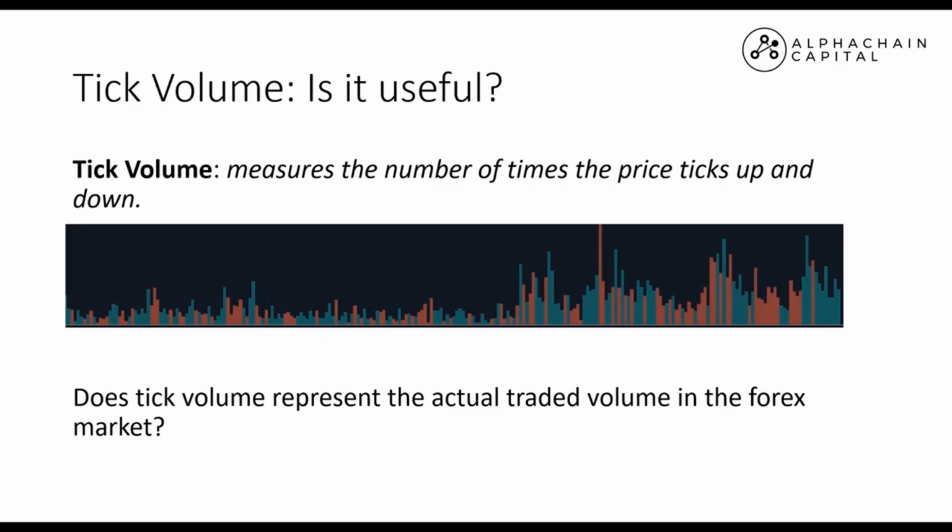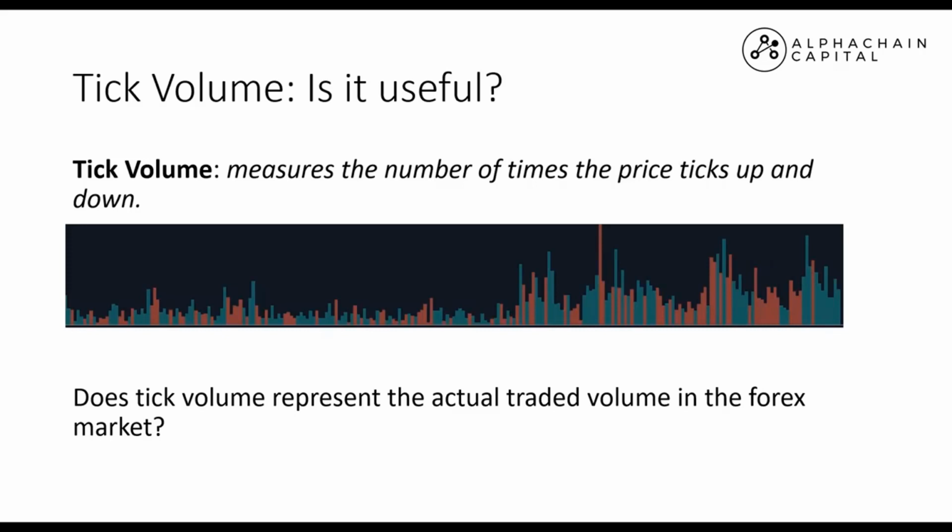So the assumption here with tick volume is that if prices change 100 times, for example, in 5 minutes, there's a higher activity than if prices change only 50 times. And this should reflect the corresponding change in trading volume. I hope that makes sense.